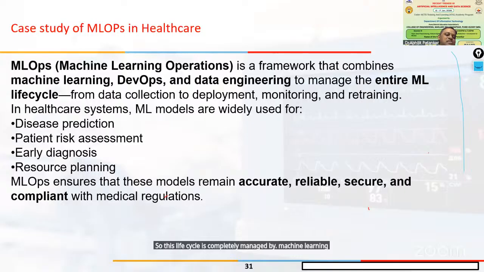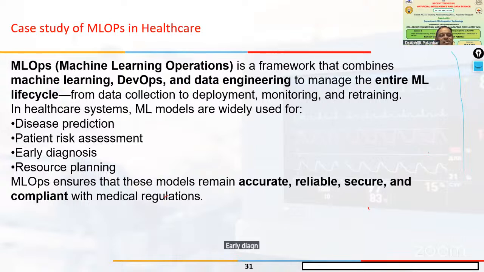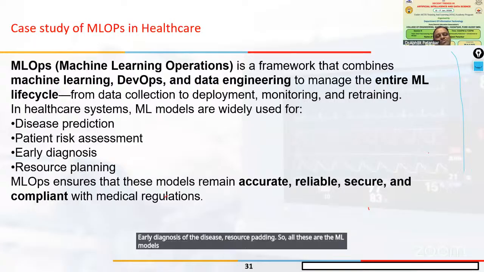So in healthcare systems, ML models are widely used in disease prediction. You predict the disease by training the model that X, Y, Z are the symptoms, then this is the disease. We apply a decision tree classifier and so many classification models, and we predict the disease. Then patient risk assessment, early diagnosis of disease, resource planning. So all these are ML models which are widely used in healthcare.